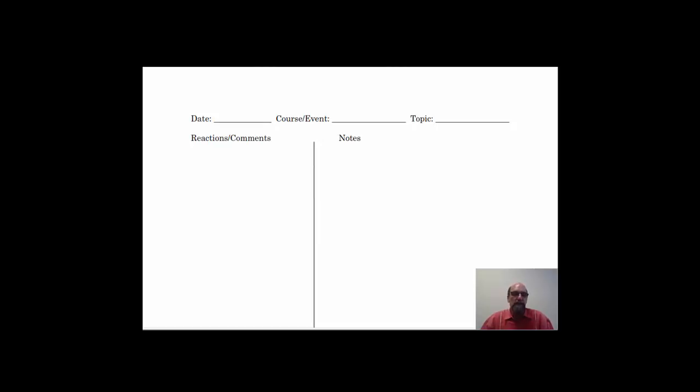So the date, of course, is just filing information, which is a way of keeping things in order, and your brain likes order. That helps it remember things. But more important than that is the course, event, and the topic. The reason these are important is because they prepare you for what's about to happen. So when you sit down to take notes, the first thing you do is say, okay, what is the class I'm in, or what is the event that I'm in, and what are we going to be doing today? And you write that down.